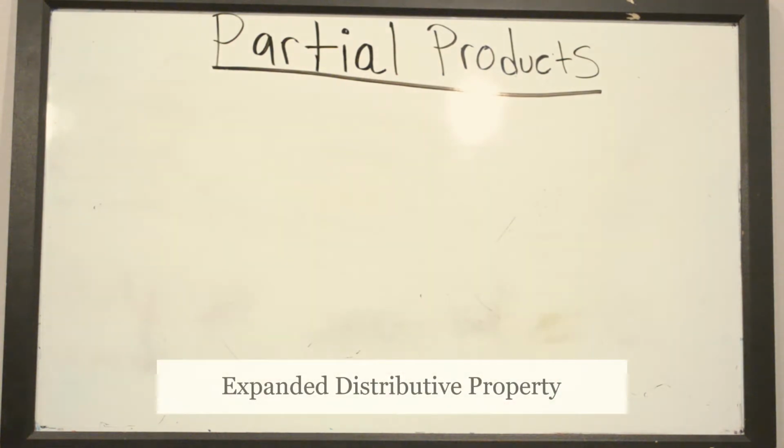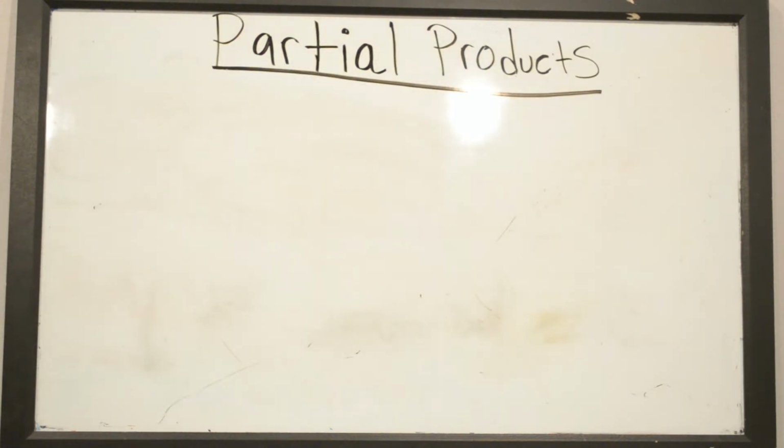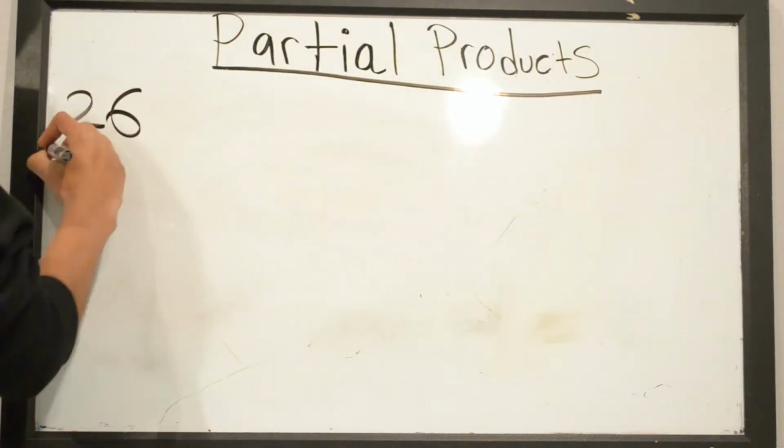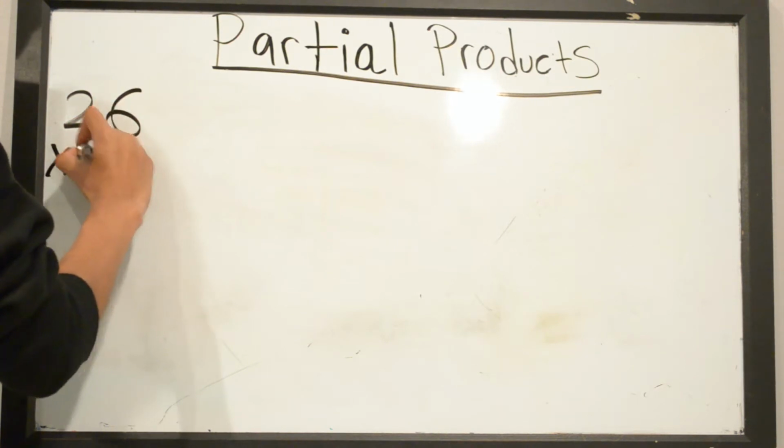So in today's video, we're going to be talking about partial products. One method that we're going to be talking about today is expanded distributive property and tower method. So for expanded distributive property method, example 1, we're going to have 26 times 54.